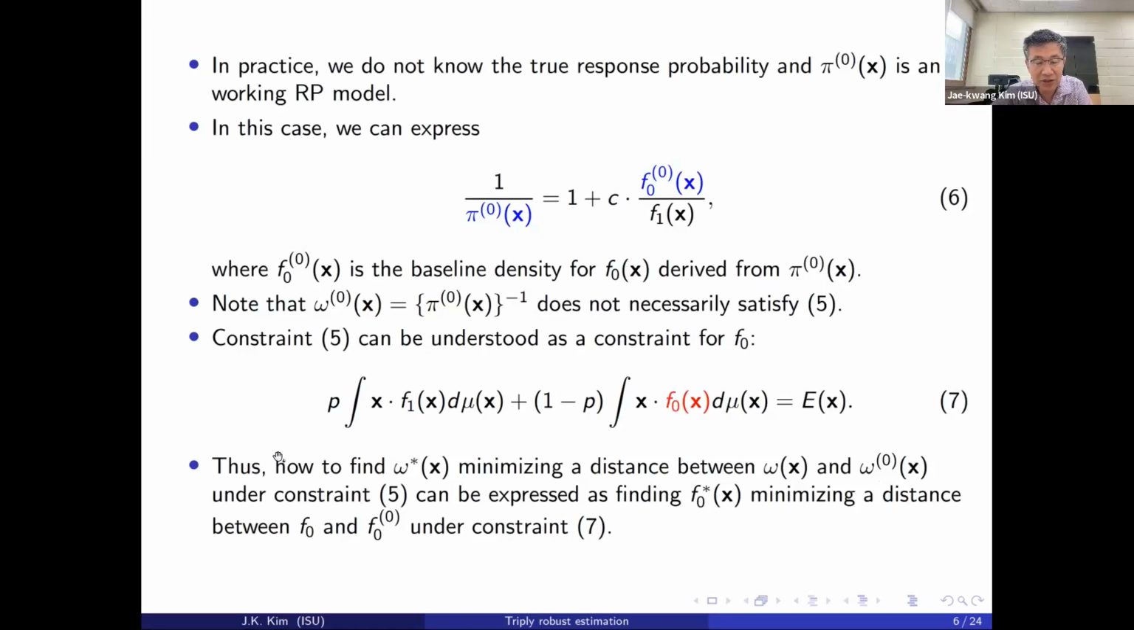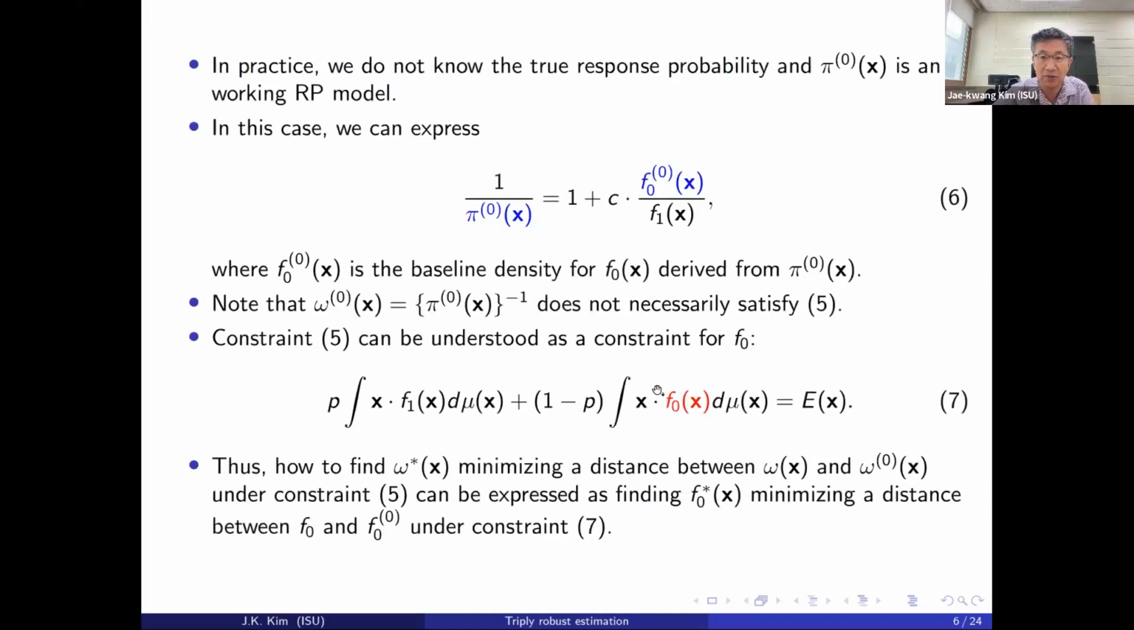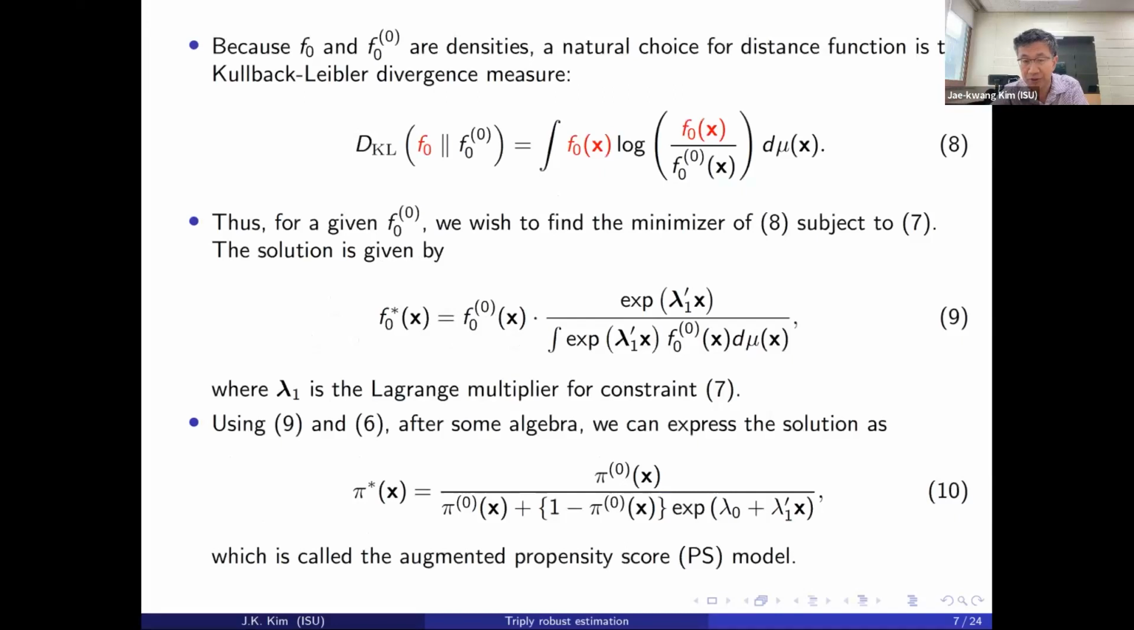So basically, I would like to transform the original problem in terms of omega to the same problem in terms of f0. Why should we use f0 instead of omega? Because if we change it to f0, then it's relatively easier to conceptualize the distance, right? Because if it's a density, we know the Kullback-Leibler divergence is a very natural measure for computing the distance between two density functions. So once we transform, then we can safely use the Kullback-Leibler divergence measure as the optimizer, right?